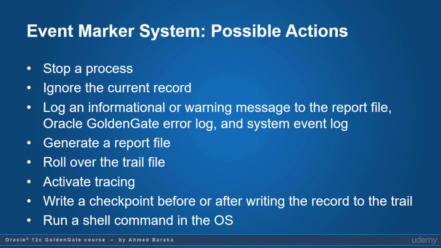This is a list of the actions that you can configure in the system. You can configure one or more of the following actions: stop a process, ignore or discard the current record, log an informational or warning message to the report file, Oracle GoldenGate error log file, and system event log file, generate a report, roll over the trail file, activate tracing, write a checkpoint before or after writing the record to the trail, and even run an external shell command at the OS level.